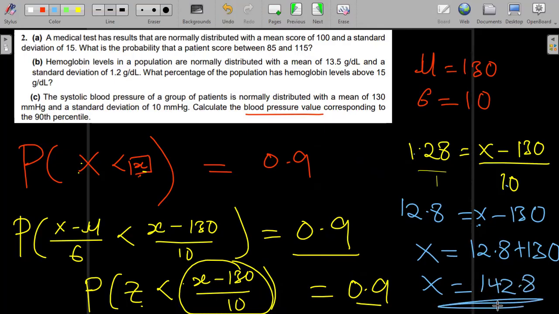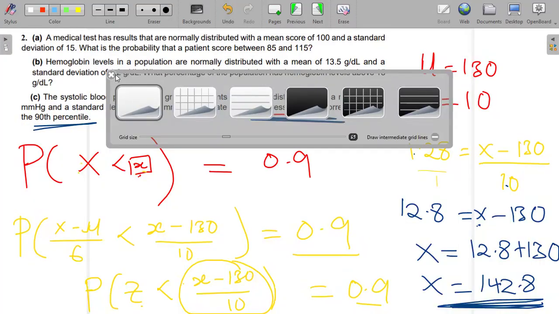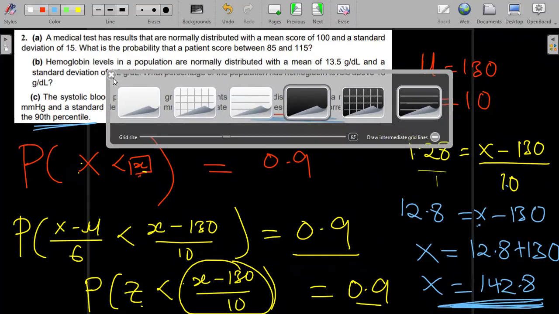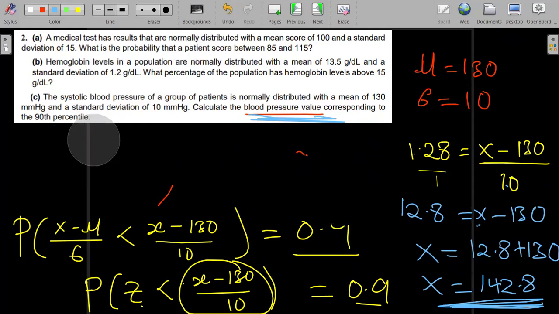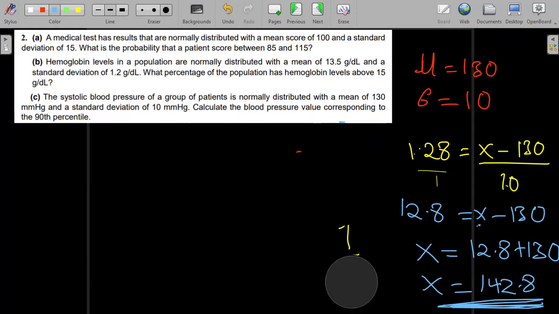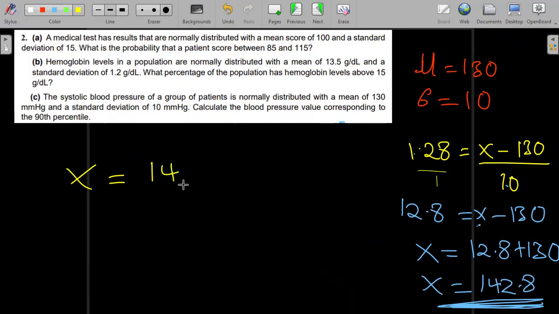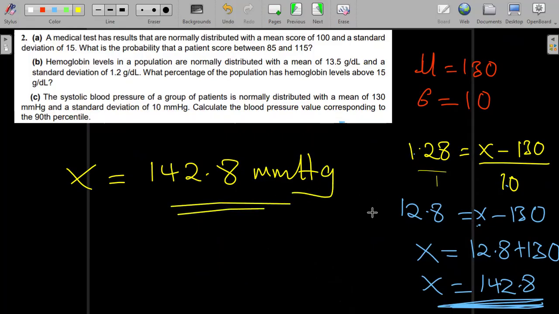I'm getting 142.8. So this here will be the blood pressure value corresponding to the 90th percentile. Now you have to include the units. So we're going to say the blood pressure value that corresponds to the 90th percentile is just 142.8 millimeters of mercury. All right, so that is it for question 2.